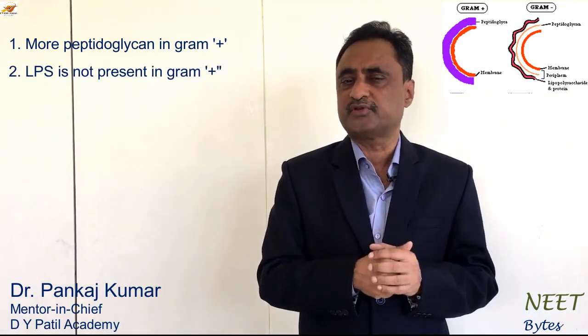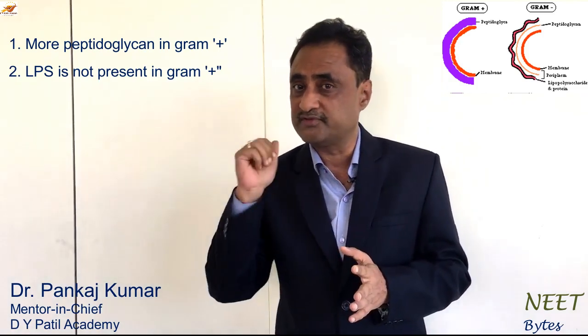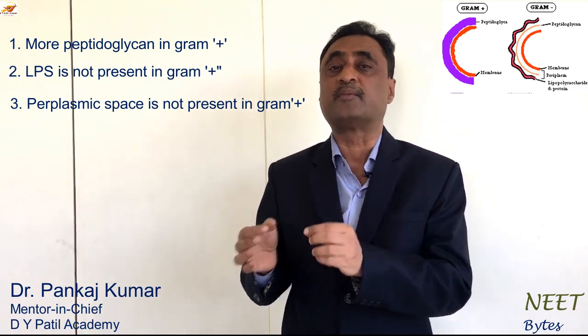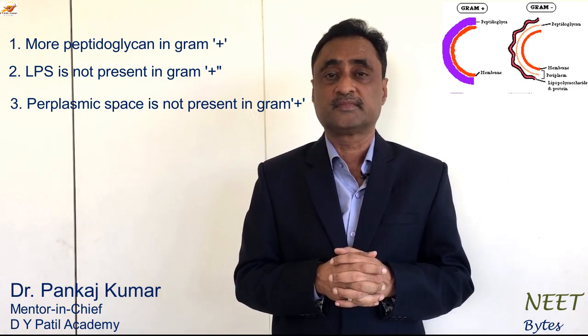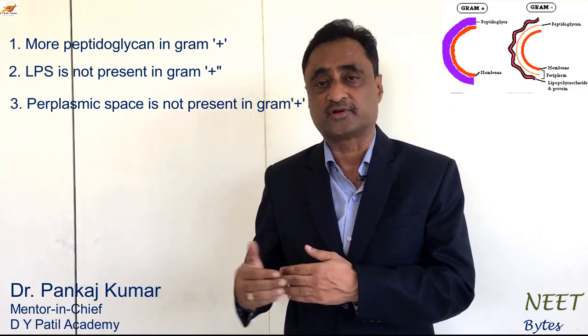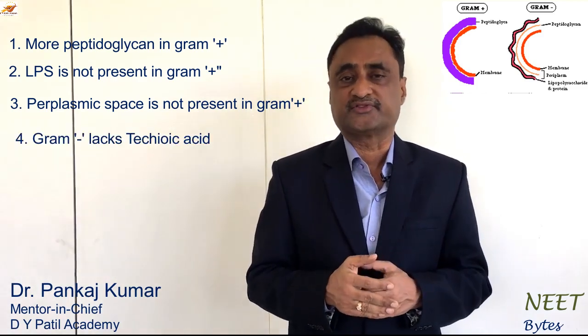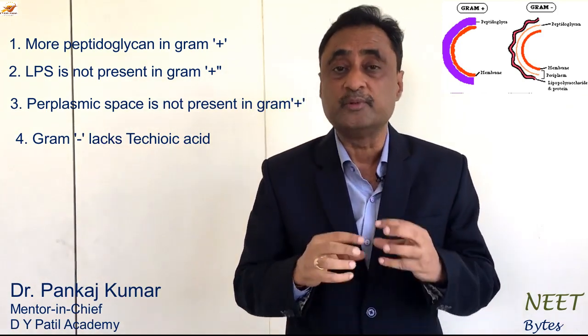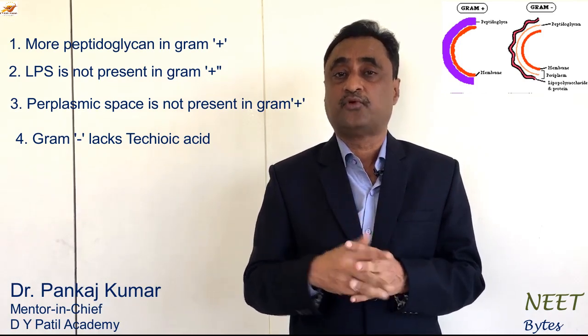So what are the big differences between gram-positive and gram-negative bacteria? In case of gram-positive, the layer of peptidoglycan is more. In case of gram-negative, it is less. In case of gram-positive, LPS is not there. In case of gram-negative, LPS is there. In case of gram-positive, periplasmic space is not there. In case of gram-negative, periplasmic space is there. And gram-positive forms exotoxin, whereas gram-negative forms endotoxins. There is one more thing, and that is teichoic acid. Teichoic acid is present in gram-positive, but it is not present in gram-negative. So these are the few important differences you have to keep in mind from the NEET perspective.